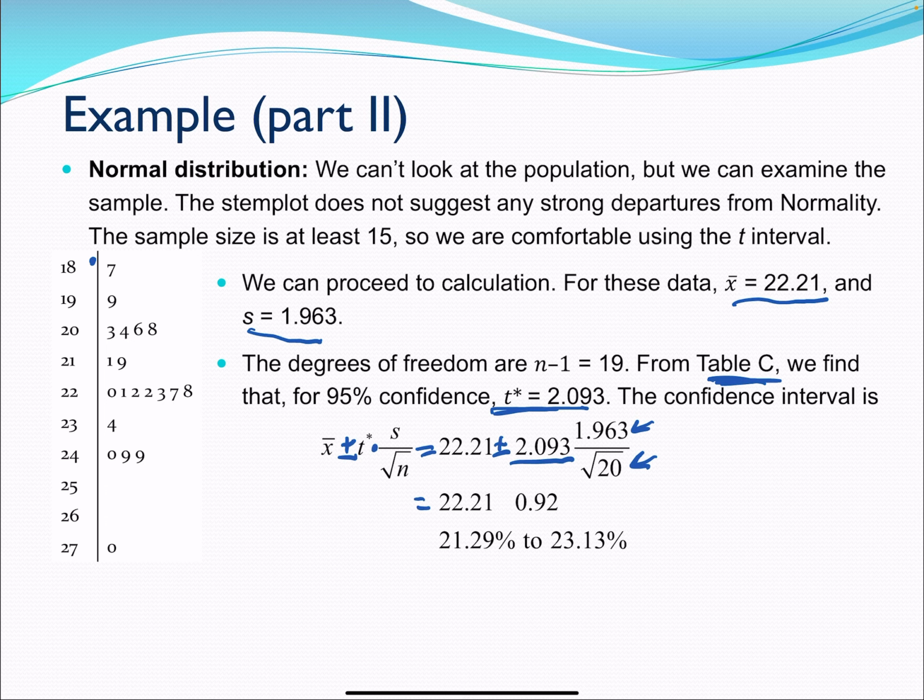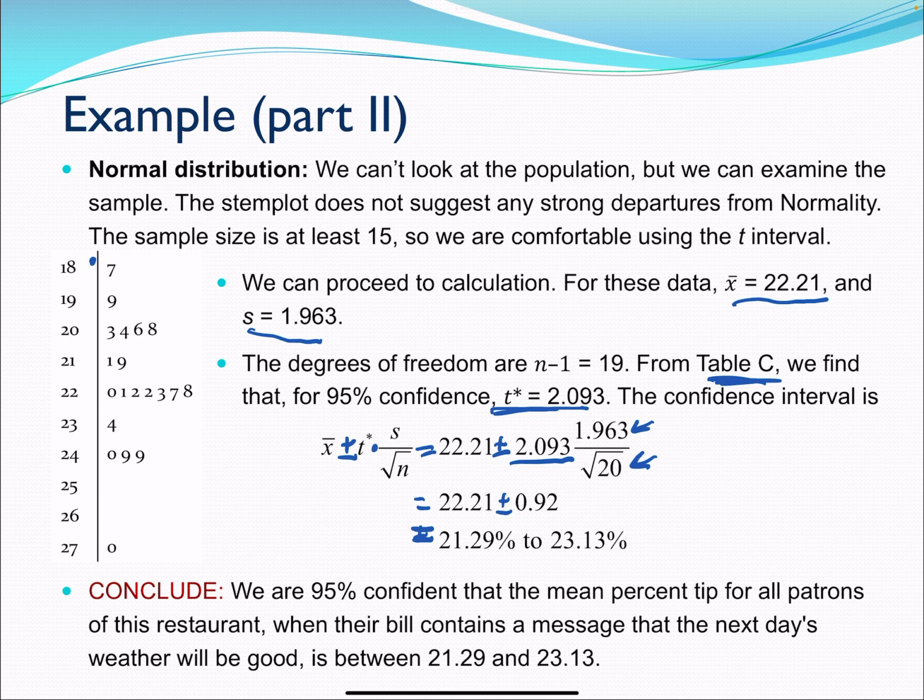This gives me 22.21 plus or minus 0.92. So that equals 21.29% to 23.13%. So we conclude we're 95% confident that the true population mean percent tip for all patrons of this restaurant, when their bill contains a message that the next day's weather will be good, is between 21.29% and 23.13%.